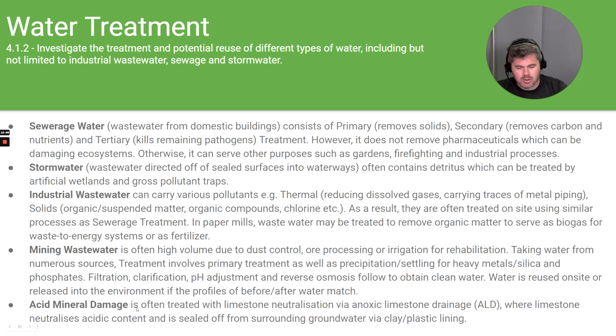Acid and mineral damage is often treated with limestone neutralization via anoxic limestone drainage, ALD, where limestone neutralizes acidic content and is sealed off from surrounding groundwater via clay plastic lining. So, imagine you've got a giant pool. That pool has been filled with water that has been subject to acid minerals. Now, over time, this has lowered its pH and it's become too hazardous to release into the environment.